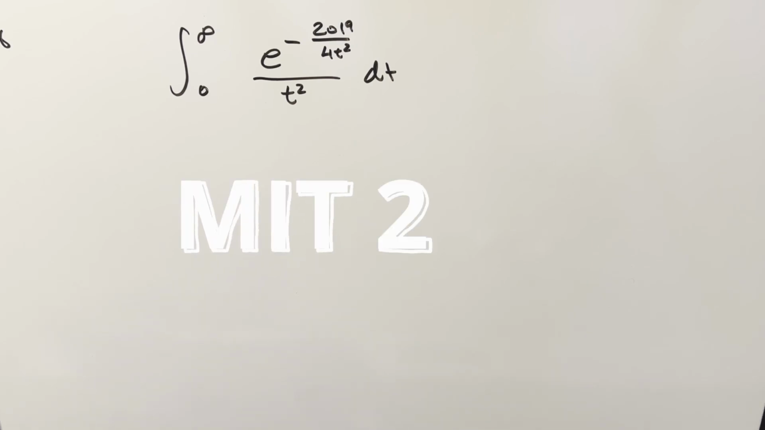Okay, we have here today an interesting integral from the MIT Integration Bee 2019, number 8. We have the integral from 0 to infinity of e to the minus 2019 over 4t squared, over t squared, dt.